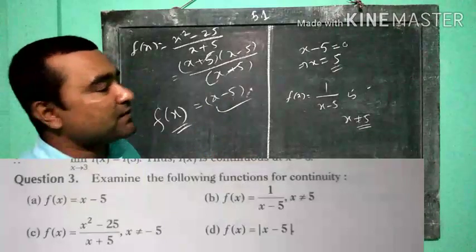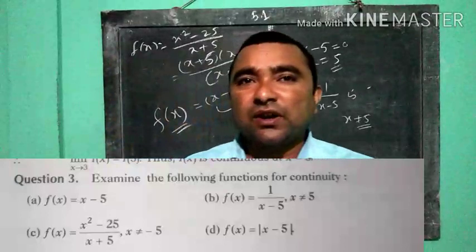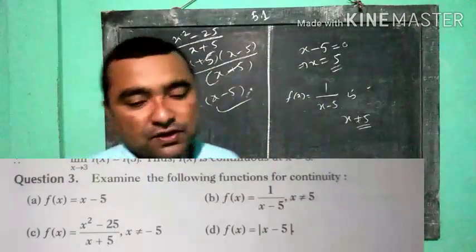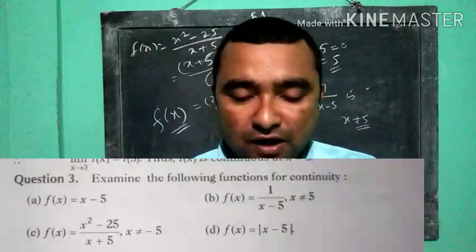So x + 5 is a polynomial function. We know that every polynomial function is continuous. So the given function is obviously continuous. Okay. So now what is d?